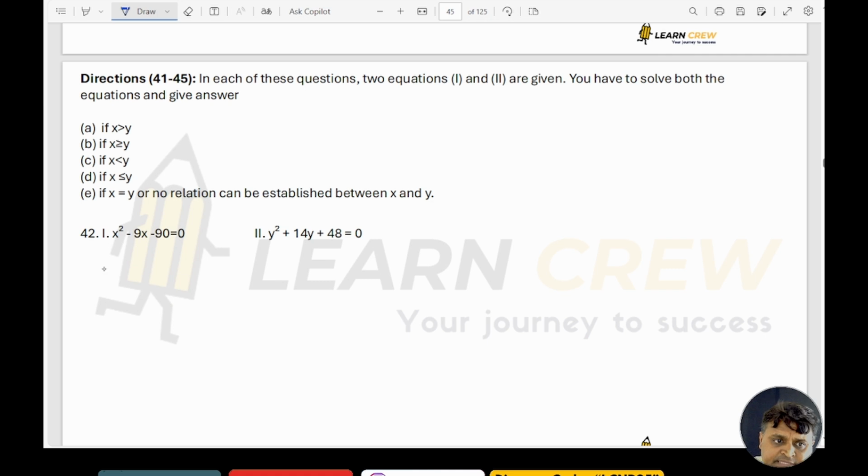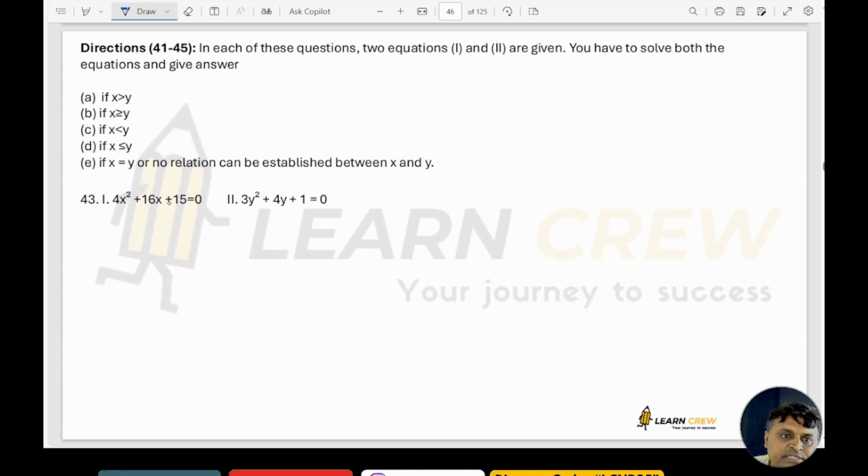So I can say x is equal to 15, -6 and y is equal to -6, -8. So now here x is greater than y or x is equal to y. X is greater than or equal to y. Option B is correct.